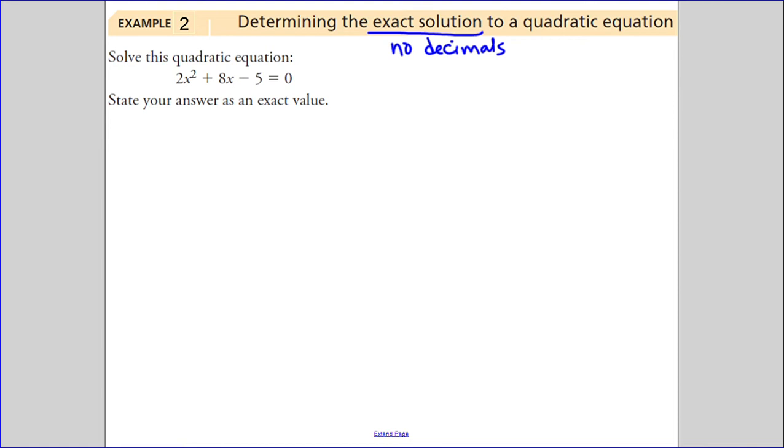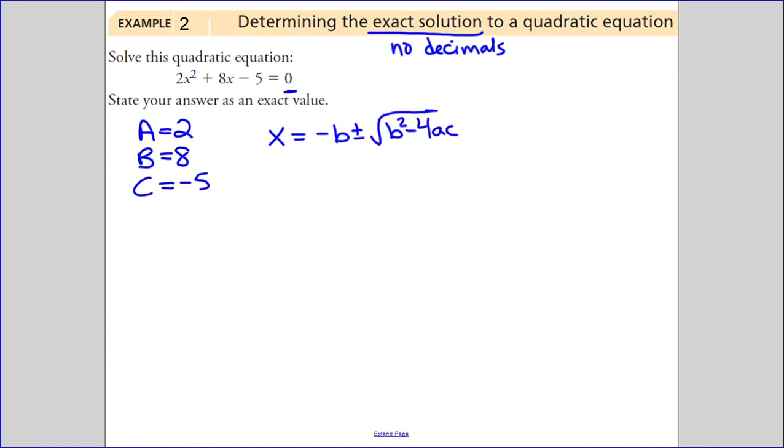Alright, so in this case we have a equal to 2, b equal to 8, and c equal to -5. This thing's already equal to 0, and that's the only reason why we can use the quadratic formula now, because remember, when we're finding x-intercepts, y is 0. So our quadratic formula: x is equal to -b plus or minus the square root of b squared minus 4ac, and then that whole thing is over 2a.